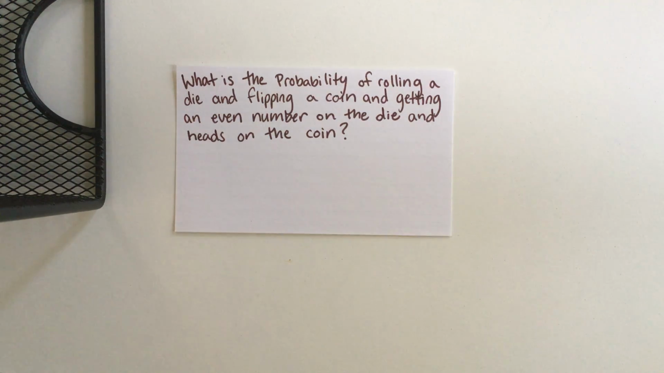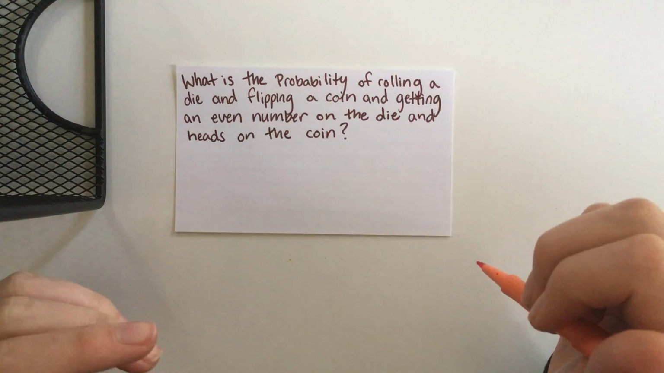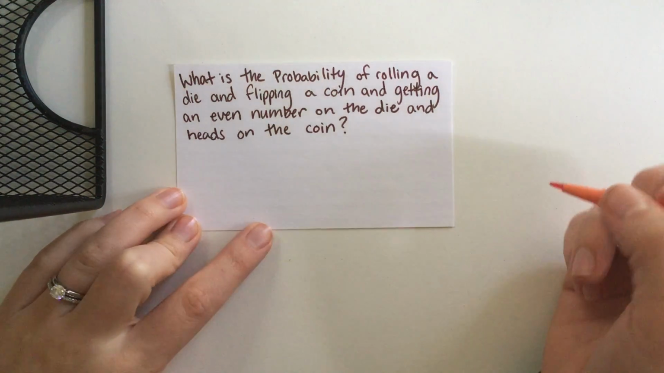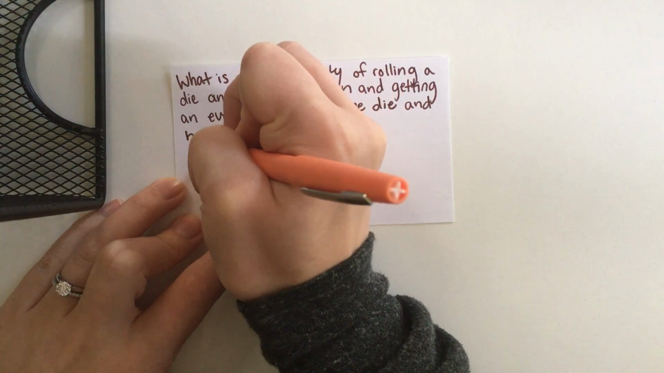Alrighty, compound probability. Let's take a look at this last question. What is the probability of rolling a die and flipping a coin and getting an even number on the die and heads on the coin? So we have two things that are happening here, and I'm going to show you two different ways to solve this. The first way is that we're going to draw a diagram.